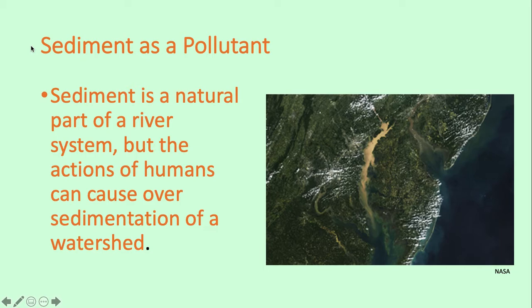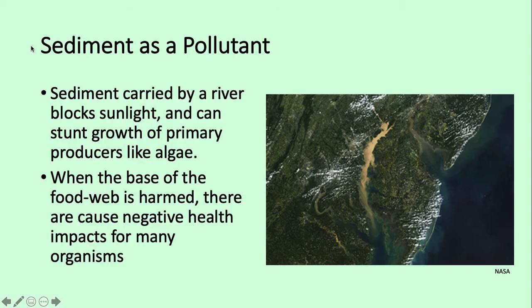Sediment as a pollutant. Sediment is a natural part of a river system, but the actions of humans can cause over-sedimentation of a watershed. You can see in this picture all of that sediment. That's the Susquehanna River coming down to the Chesapeake Bay, visible from outer space. Sediment carried by a river blocks sunlight and can stunt growth of primary producers like algae. When the base of the food web is harmed, that causes negative health impacts for many organisms.